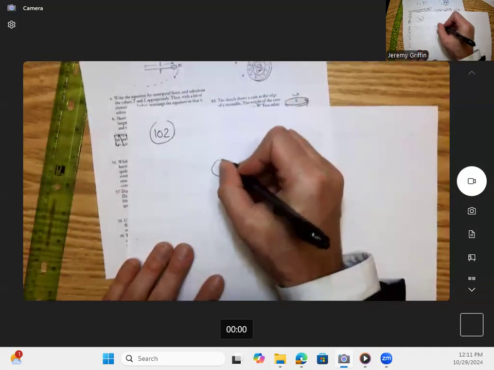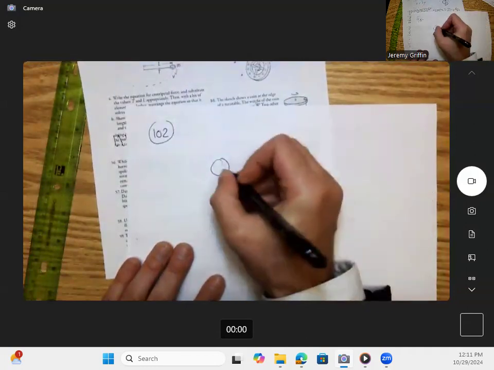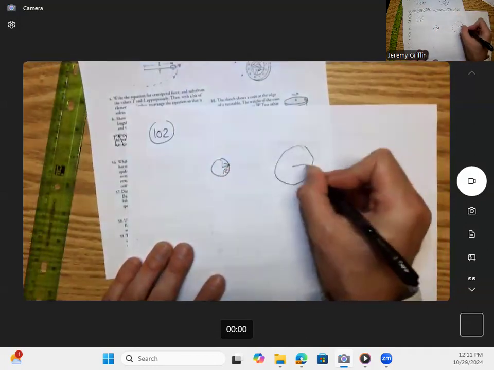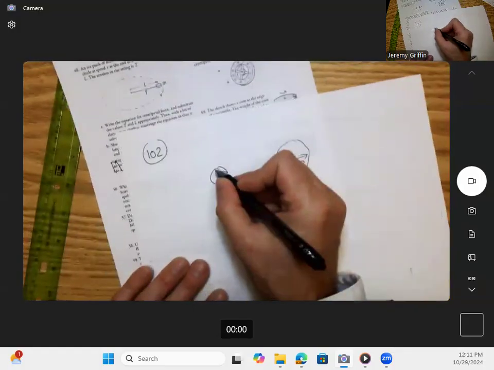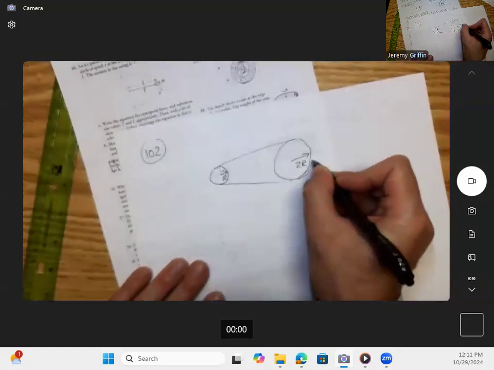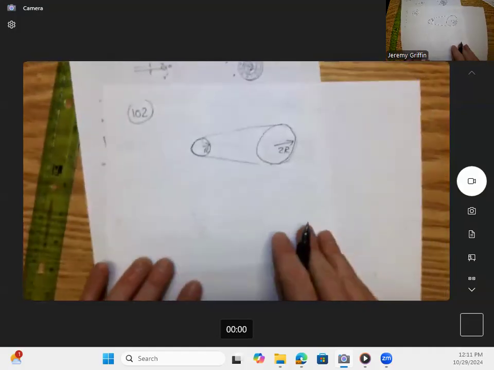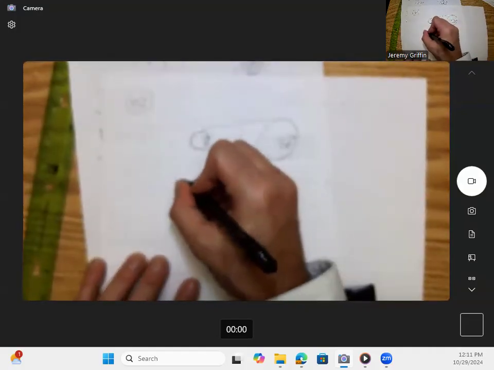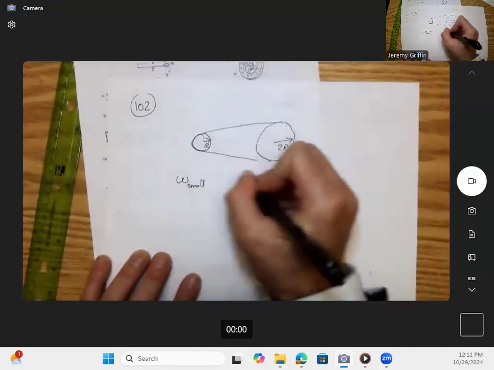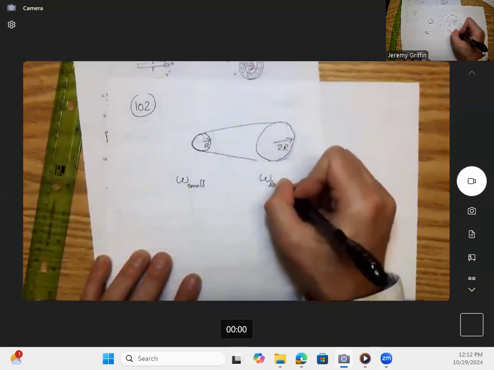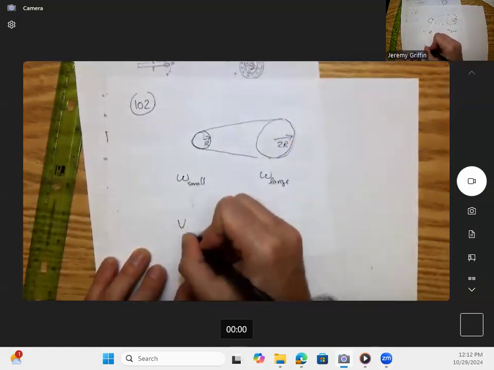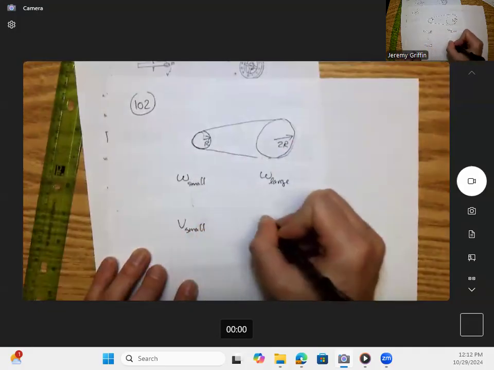Okay, so we've got a small wheel and a large wheel. This has maybe radius r, and this could be radius 2r, and they have this chain going around them. So they're all tethered together. So omega small, omega large, and then v small and v large.